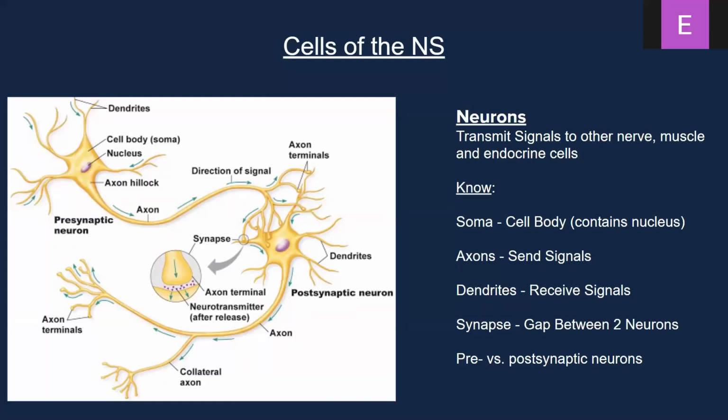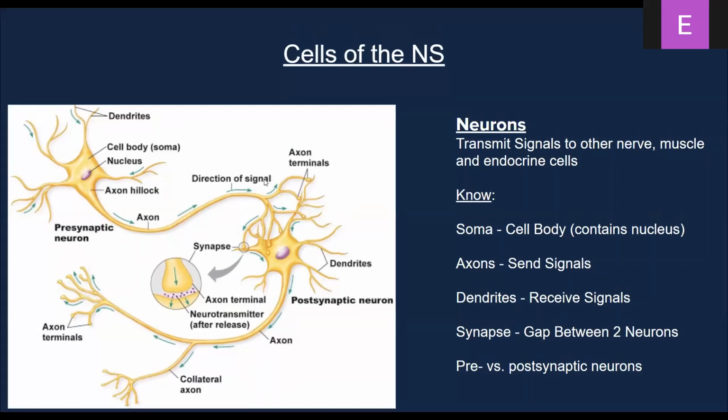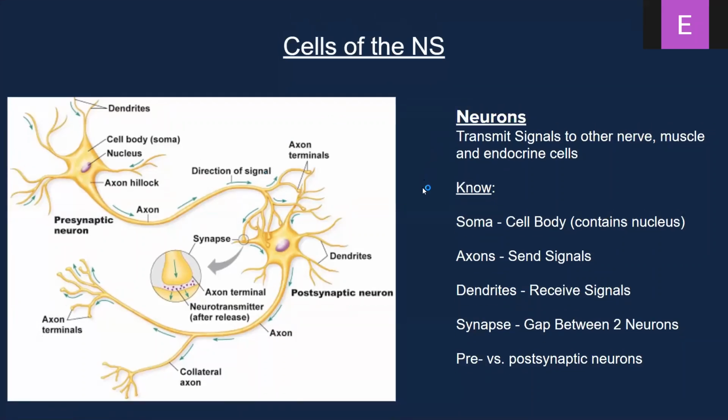Be mindful of what the axons are for and what the dendrites are for. Just know the different components and what they're for. Give yourself the time to review these things. Look at a schematic like this and know what each one of the structures is for.